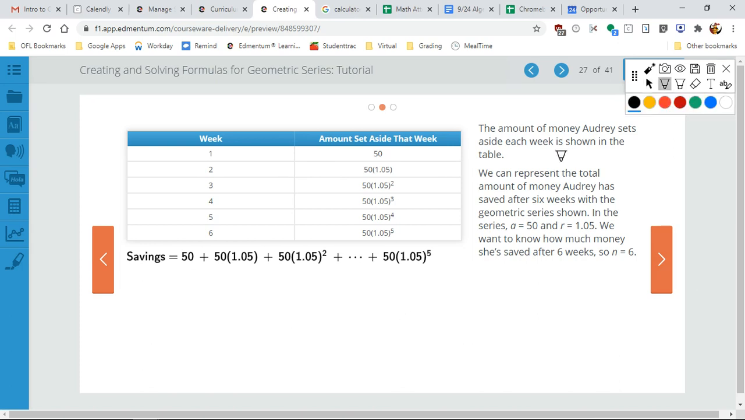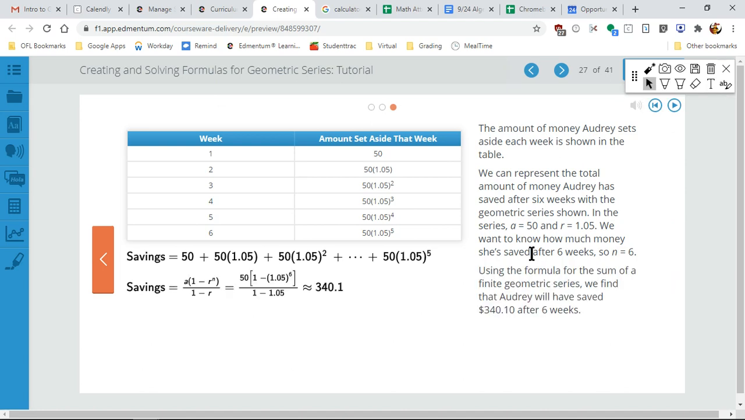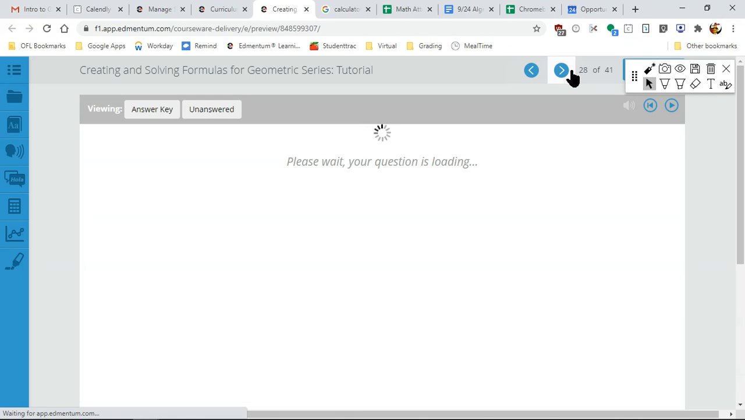So if we ignore the $50, how much more is she adding every single time? I feel this is a weird example, but they do it. So after a while, her savings becomes $341 after 6 weeks. So they're using this formula, 1 minus the R. So after a while, she's not putting any more money after that $341 after those 5 weeks.